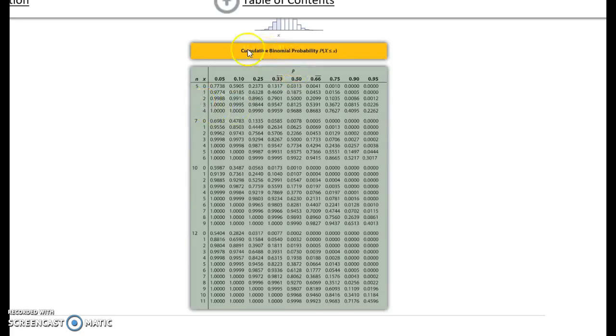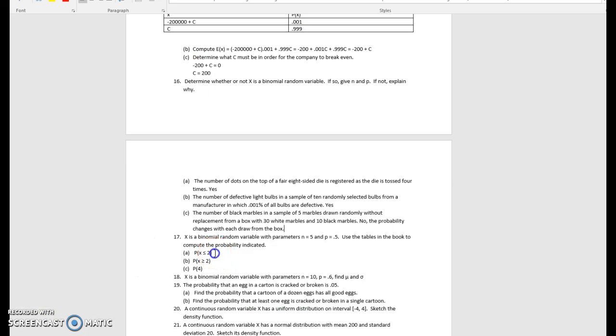Okay, so here's our cumulative binomial probability. And let's notice that it gives the probability that x is less than or equal to a certain value, which is what we're looking for in this first one. So we had that n was 5, so here's our n is 5. We had that p was 0.5, which means we're going to go over to this column. And x is less than or equal to 2. So if we go to the 2 for x right here, straight over to this column, the answer is 0.5.